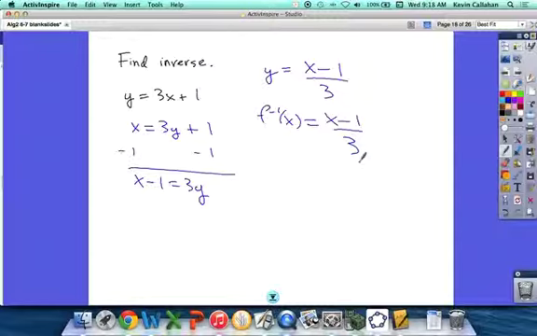There's no real issues with domain and range here. The domain and range of a linear function, unless it's horizontal or vertical, which we've just said is not usually what we're going to be dealing with here, is all real numbers. You can plug in anything, you can get anything. So no real domain issues.